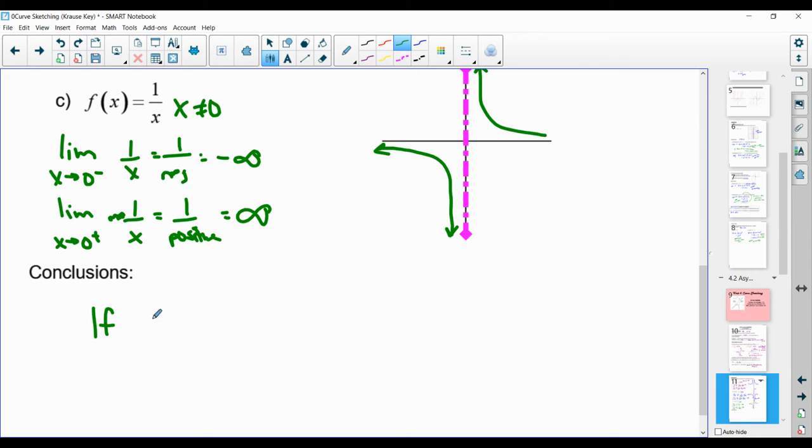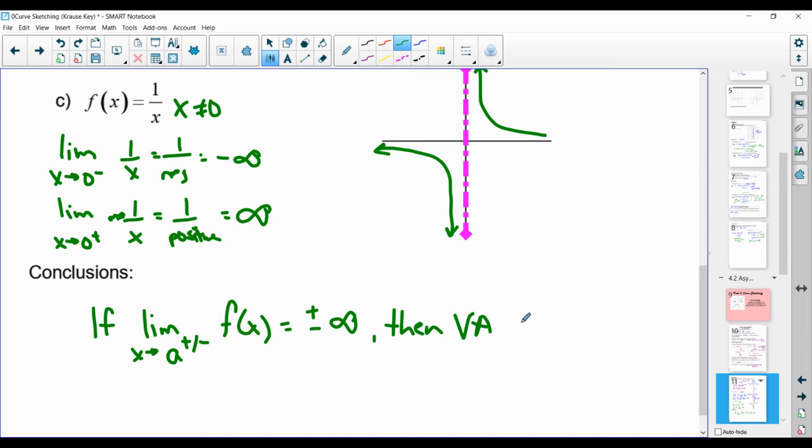So if we were to make some conclusions here, we were to write out a rule: if the limit of the function as x approaches a from the positive, or the right-hand side, or the left-hand side, if that is plus or minus infinity, then we have a vertical asymptote at x equals a. So in the above example, we have a vertical asymptote at x equals 0.